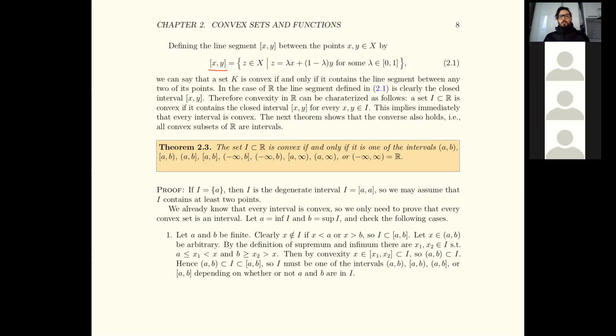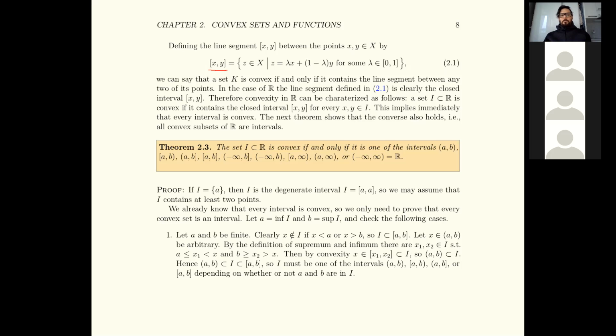If we have a number that is smaller than A or larger than B, then obviously it's not in that set, because we have a lower bound and an upper bound, right? Anything lower than the lower bound will be outside the set, and anything larger than the upper bound will also be outside the set. So we know that this interval is contained in the closed interval A and B.